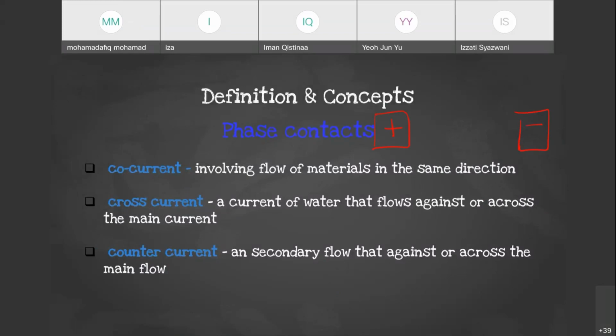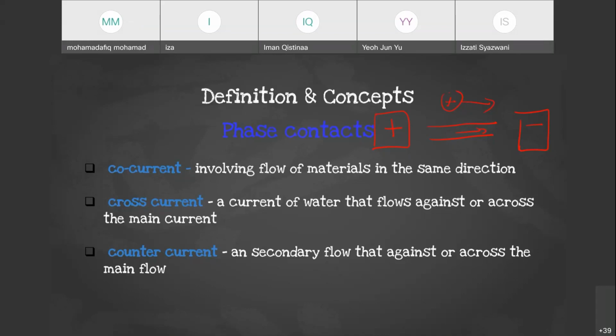So when involving the flow of materials in the same direction, let's say the liquid, what we call the mobile phase goes to the negative one, moving over here. And your analyte, for example, has a positive charge and moves in the same direction. So that is what we call co-current, involving the flow of materials in the same direction.